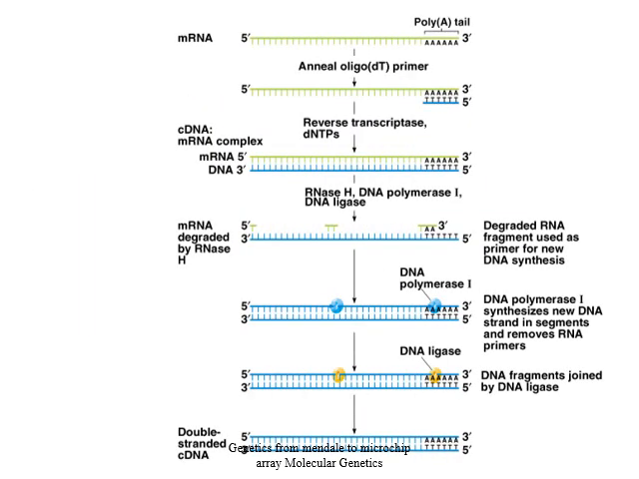Here is the poly A tail. Anneal the oligo dT primer, and reverse transcriptase synthesizes the DNA strand. Degrade the RNA, leaving fragments to use as primers for new DNA synthesis. DNA polymerase I synthesizes new DNA and removes the RNA primer. DNA fragments are joined by DNA ligase. This is the synthesis of complementary DNA.